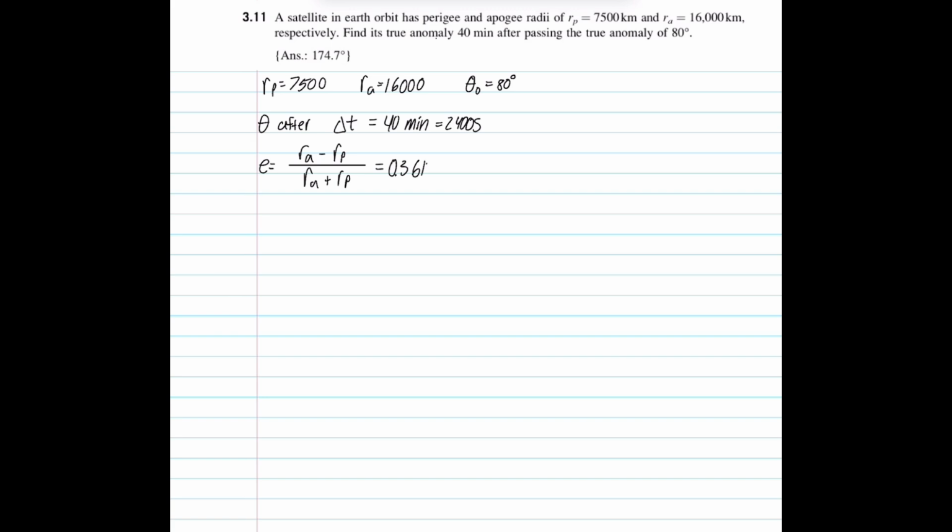Okay, the satellite is in Earth's orbit and has perigee and apogee radii of this, respectively. Find its true anomaly 40 minutes after passing a true anomaly of 80 degrees. So we're finding the eccentricity right here and the semi-major axis.